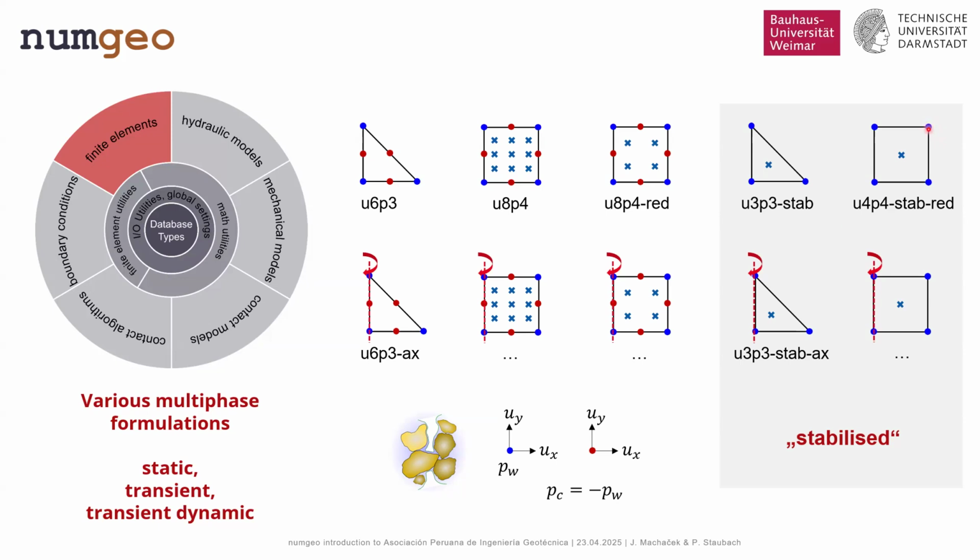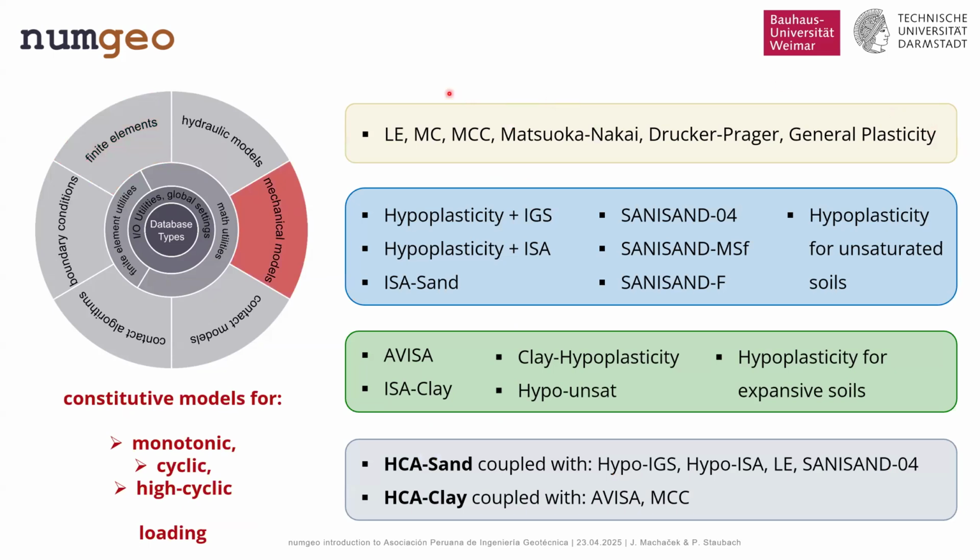Now, the second core feature of NUMGEO are the constitutive models that are implemented. Especially for soil mechanics, having constitutive models that accurately describe soil behavior is mandatory if we really want to have a good prediction of our problems at hand.